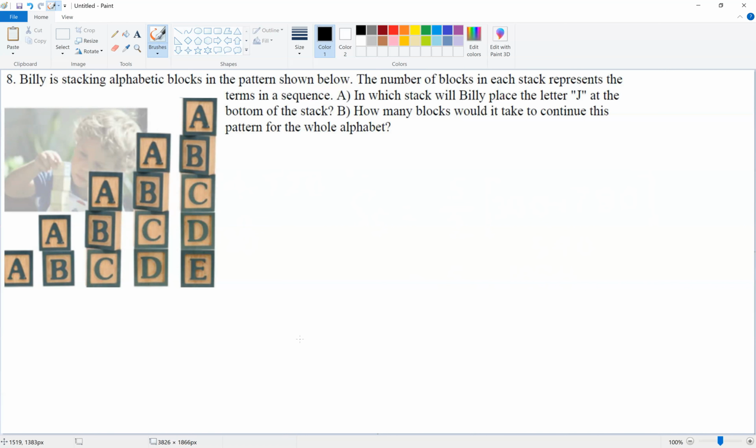Okay, so for the first part, it's really just each letter, like A is 1, and you just make each letter a number. So for the first one, it would be the 10th stack because J is the 10th letter. I don't really know how to use the formula for that one.